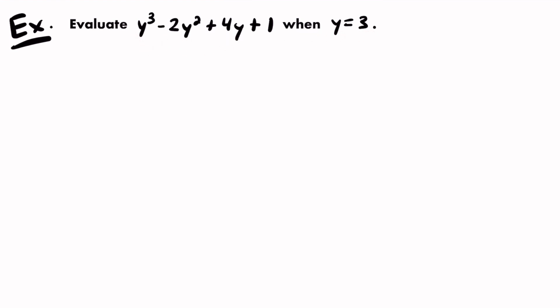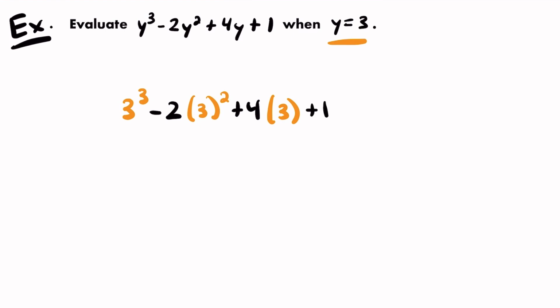We will substitute that 3 in, or plug that 3 in, and then simplify the expression using order of operations. We've been given y equals 3, so let's plug that in for all of the y's in that variable expression, and we will get 3 cubed minus 2 times 3 squared plus 4 times 3 plus 1. Once again, we just replaced each of these y's with 3 since that is what it's equal to.